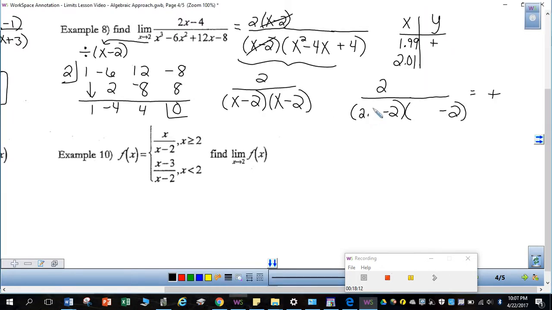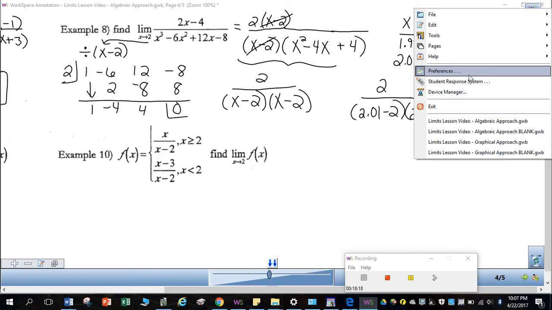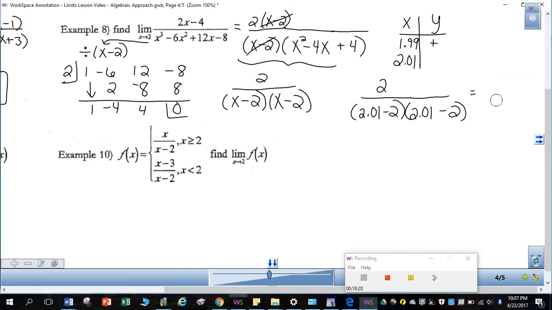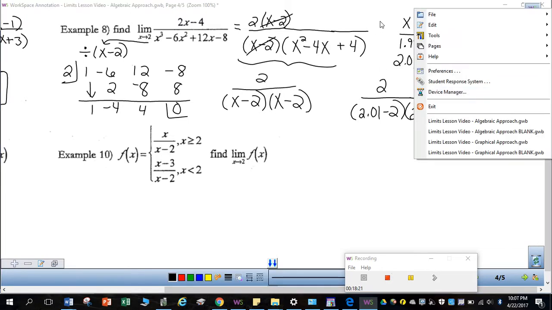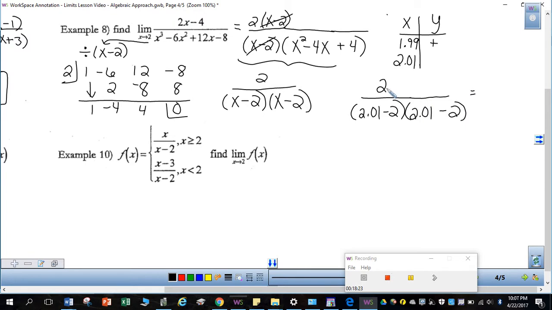Sorry, that menu keeps showing up every time I change it from pen to eraser or whatever. I don't know how to make it stop. Okay, see, that's annoying.